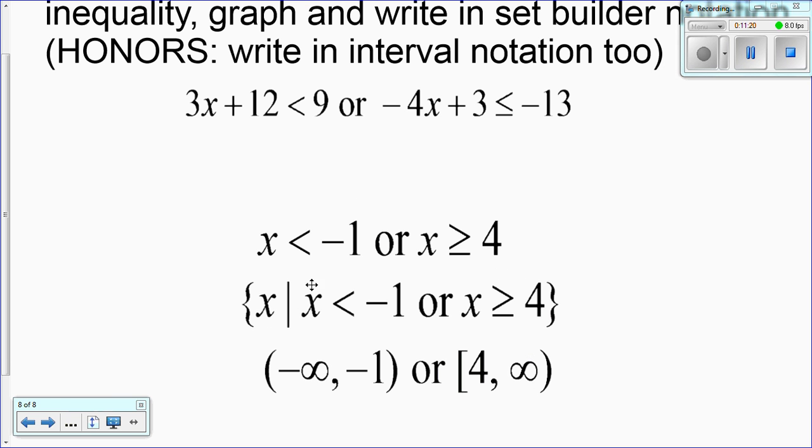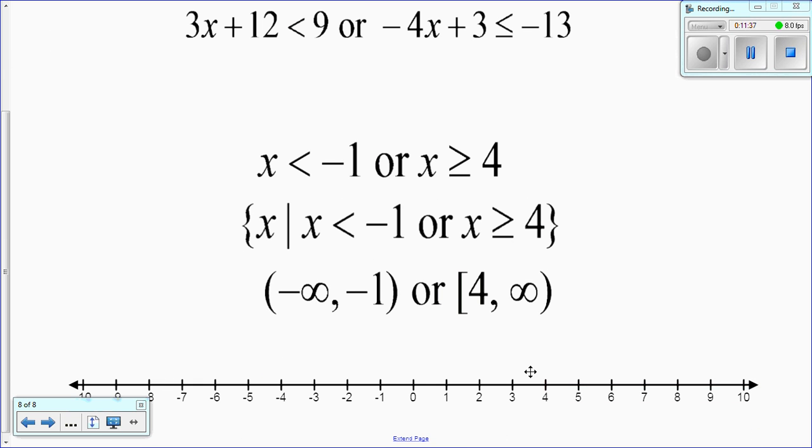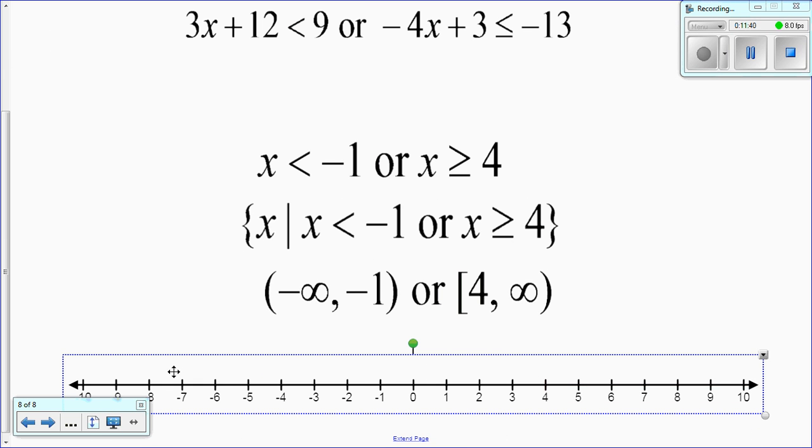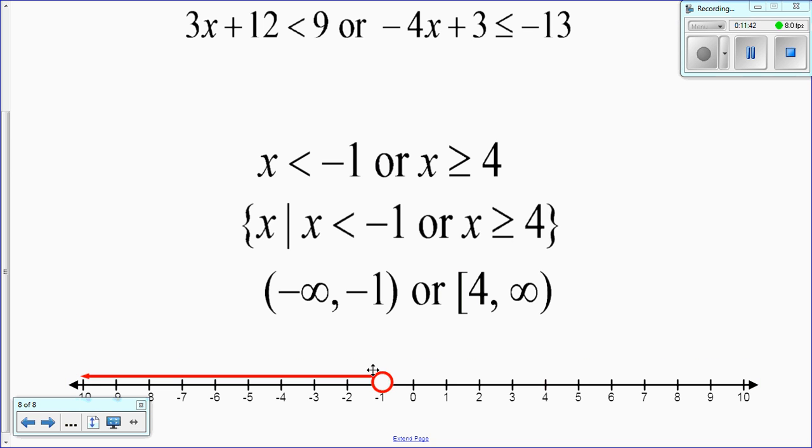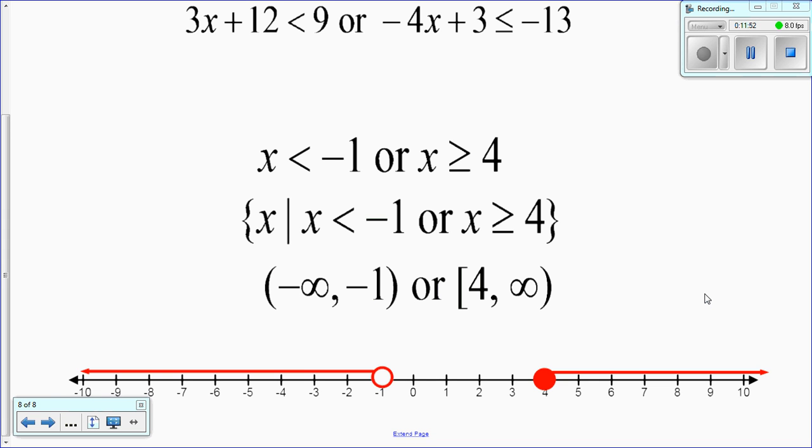In interval notation, when you have two separate ones, you need two separate interval notations. So x is less than -1, meaning I can go all the way to -infinity and stop at -1, not including either of them. Or x is greater than or equal to 4, I can start at 4 and go all the way to positive infinity. And to graph that, I have two separate graphs: an open circle going from -1 to -infinity, and a closed circle on 4 going to positive infinity. But that's it. Pretty easy, if you ask me.